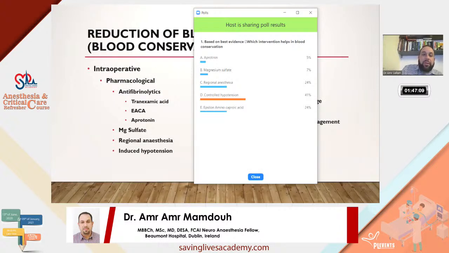About the intraoperative pharmacological use of antifibrinolytics, I hope we are all aware of the CRASH-2 trial and CRASH-3 trial, and how tranexamic acid is beneficial for the reduction of blood transfusion. It's one of the proven ones with high evidence supporting that. Magnesium sulfate, although it has a moderate level of evidence, still shows some sort of that.